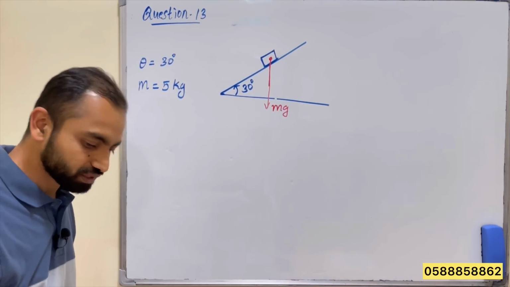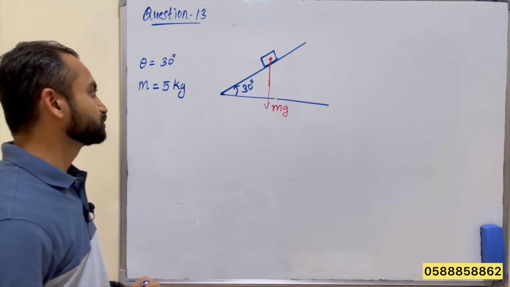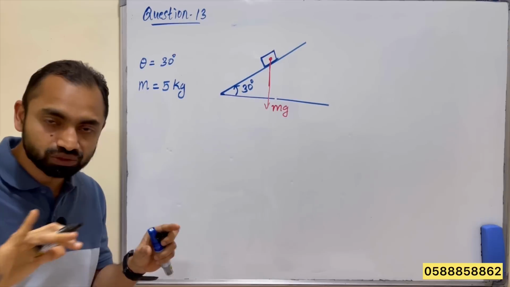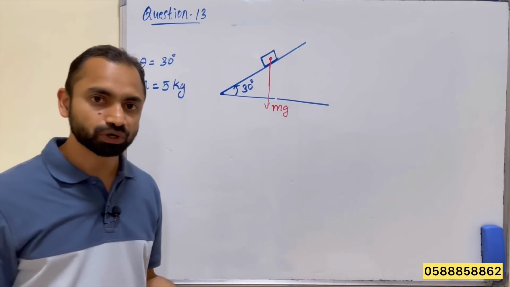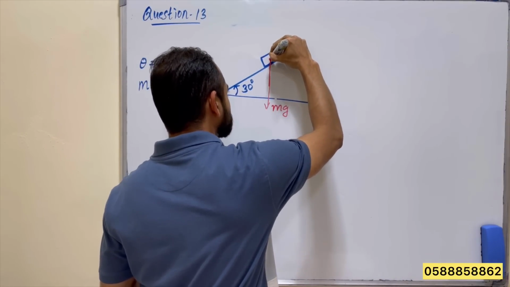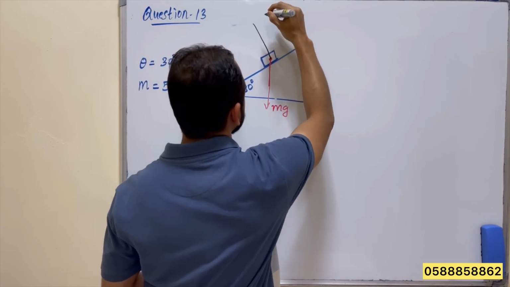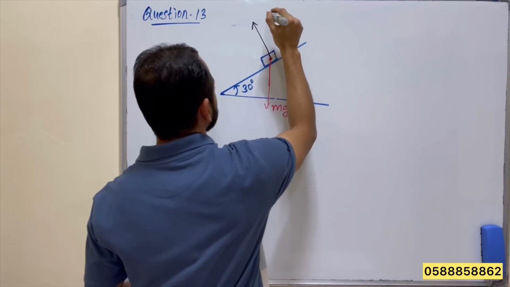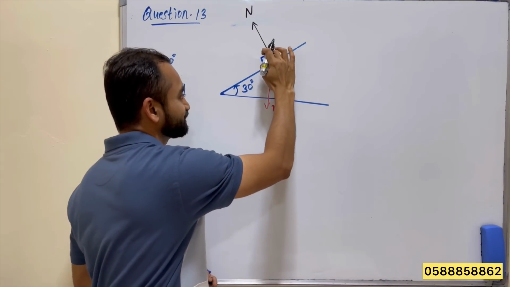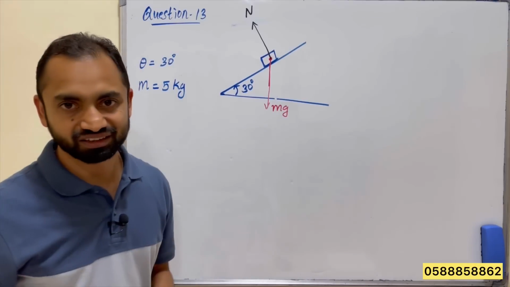And there will be another force. That force is the normal force. Normal force will always be normal to the surface. Normal means perpendicular, so always perpendicular to the surface. So this is the normal force. Normal force always makes an angle of 90 degrees with the inclined surface.